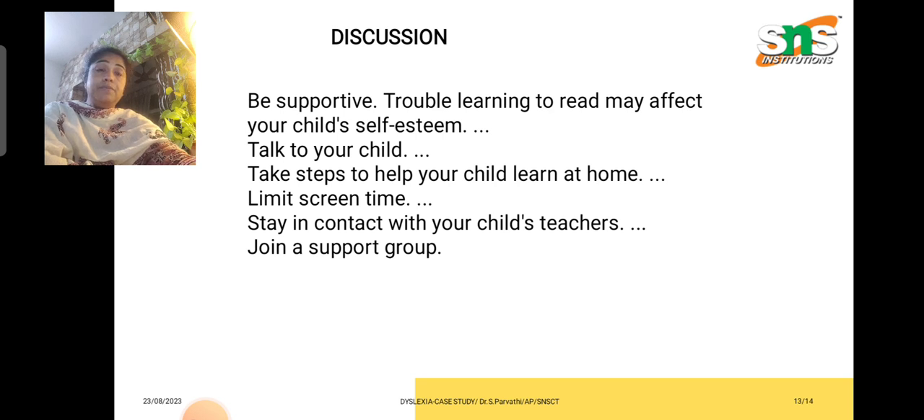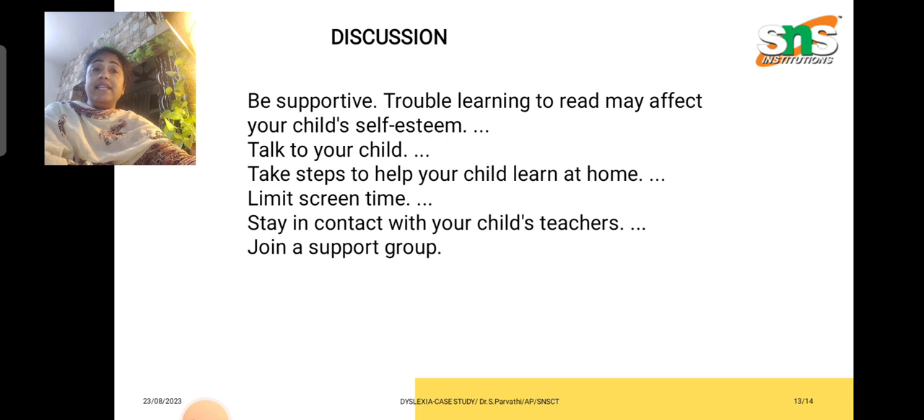So, some tips to get along with dyslexic children. The first thing is to be supportive. Trouble learning to read may affect your child's self esteem. So, always be supportive and motivate them. Talk to your child, sit with them, and ask what is the real difficulty they are facing. Take steps to help your child learn at home, because home is the safest place where the child can openly talk to you, right?